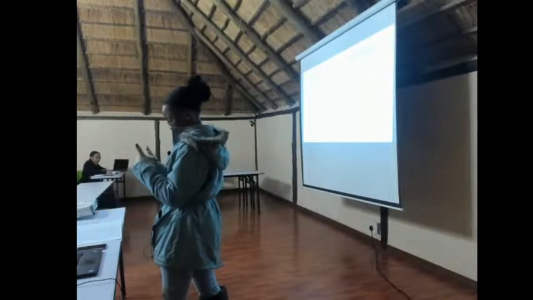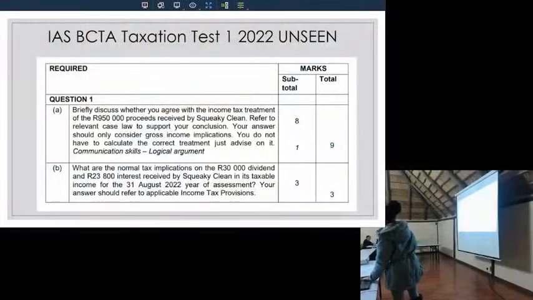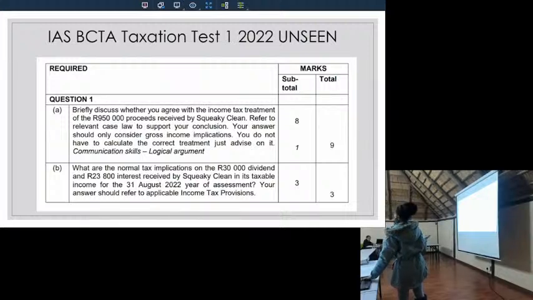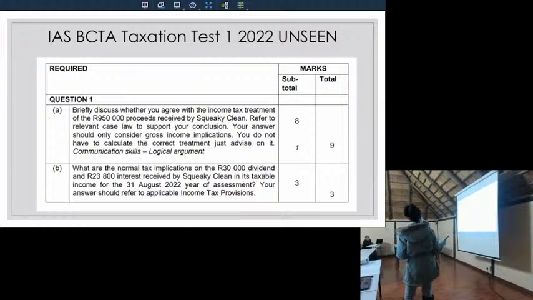Are we good? Cool. So you already know that the first question deals with case laws. I've identified so many triggers, right? We will get into the scenario now. So part B, what are the normal tax implications on the 30,000 dividend and the 23,800 interest received by Squeaky Clean in its taxable income for the 31st August 2022 year of assessment? Your answer should refer to the applicable income tax provisions, right?